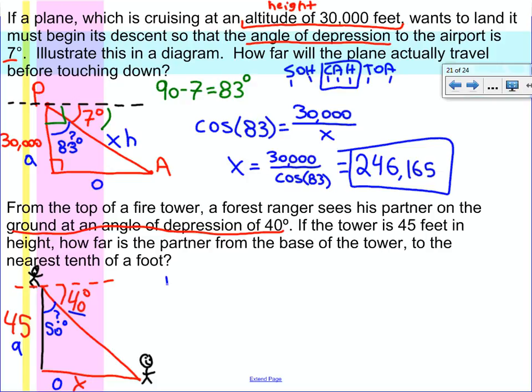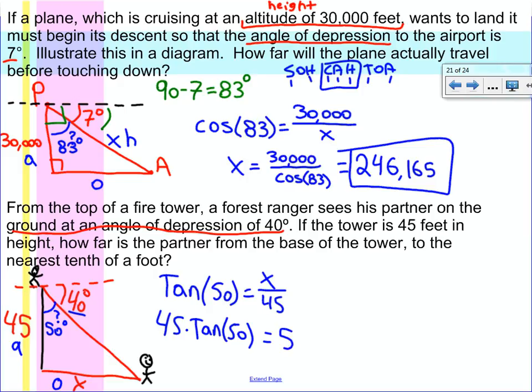So tan of 50 equals opposite over adjacent. You're going to multiply both sides by 45, so we get 45 times tan of 50. You punch that in your calculator, and that will give you your answer. Making your answer 53.6. I'm sorry, I apologize for that. If you wrote that out, pause the video.